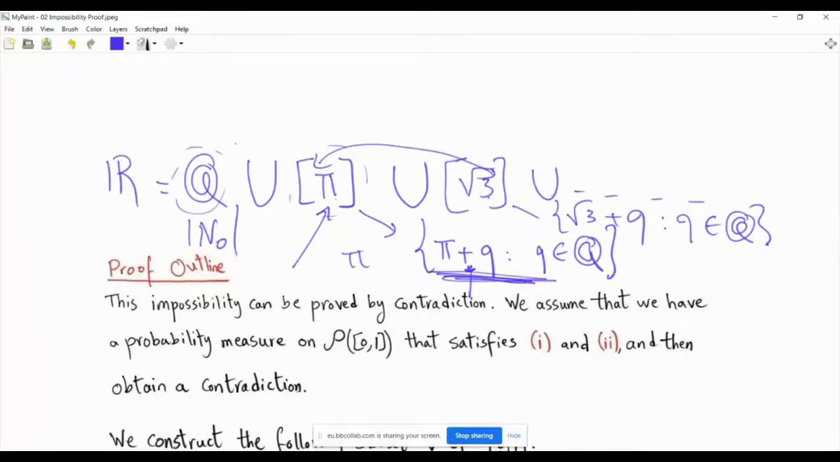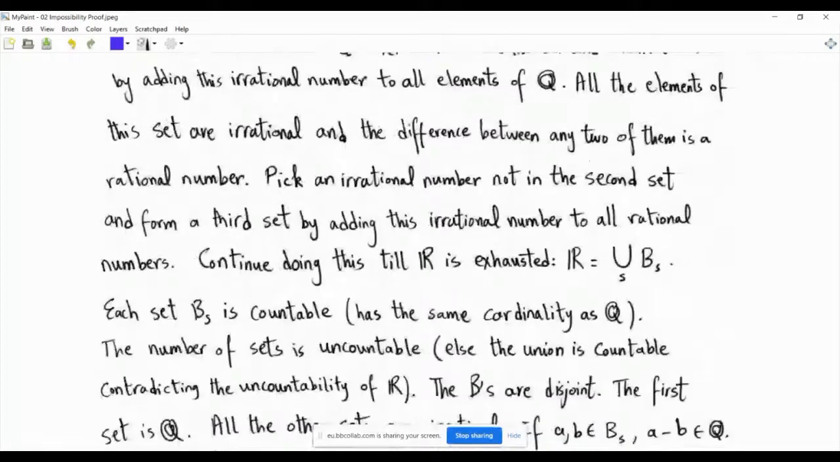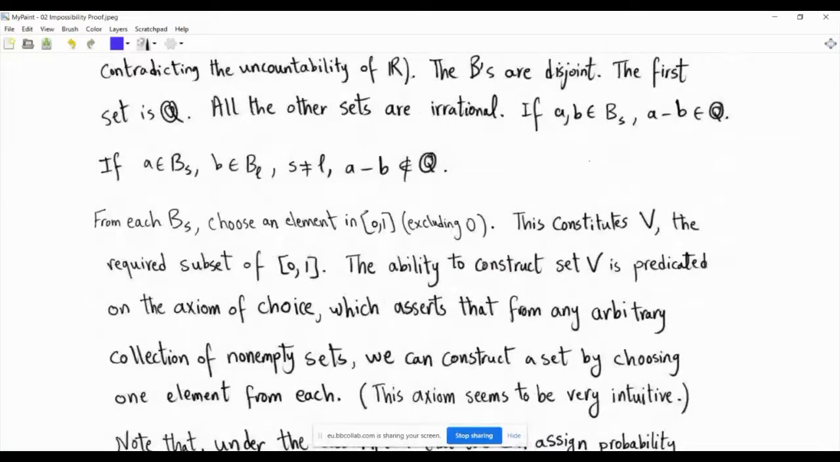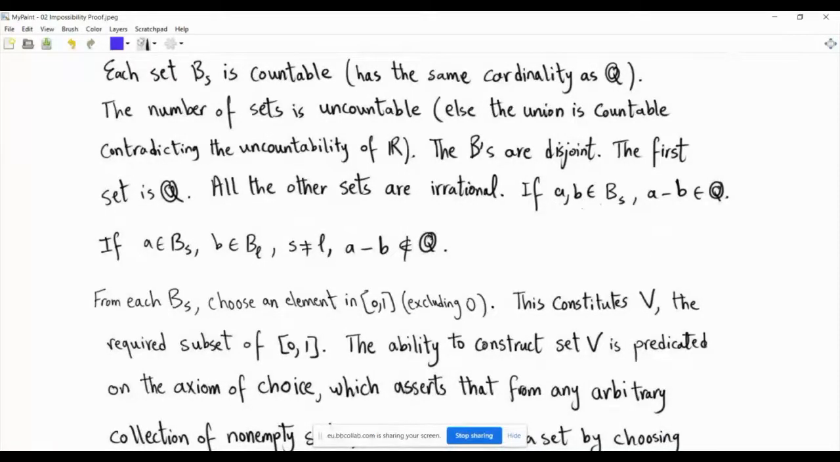So we must have uncountably many of those subsets. If you want to index them, you will have to use an index that is a real number. You cannot use an index that is a natural number. So this is the story here: we divide R into those sets. Each set is such that if two elements are in the same set, their difference is a rational number. If they are in different sets, the difference is an irrational number.